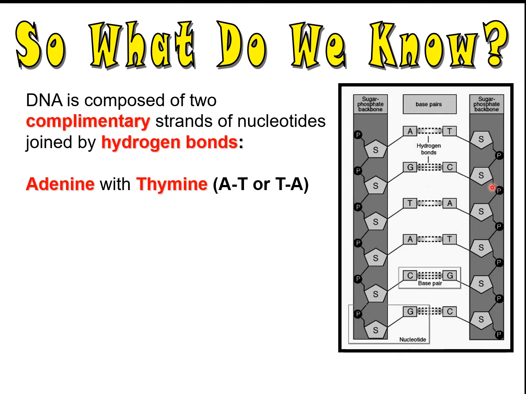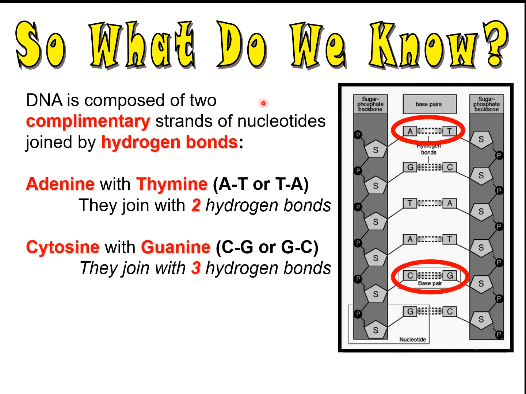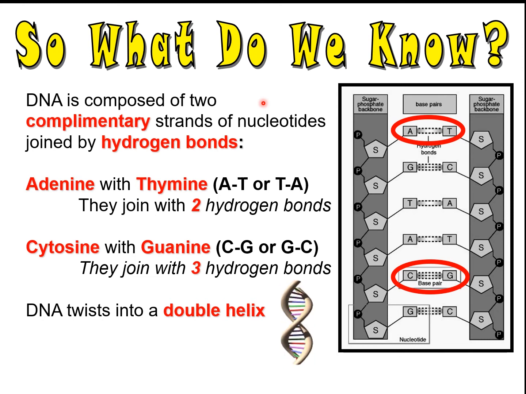So try to remember this base pairing. Okay, so adenine will always be paired with thymine in the case of DNA. Okay, so AT or TA, and they are joined by two hydrogen bonds. On the other hand, cytosine will always be paired with guanine, CG or GC, vice versa, and they are joined by three hydrogen bonds. So DNA twists into a double helix. So this is the twisted version of the DNA, okay? And this is an illustration of the DNA. So always remember that A is paired with T and C is always paired with G.